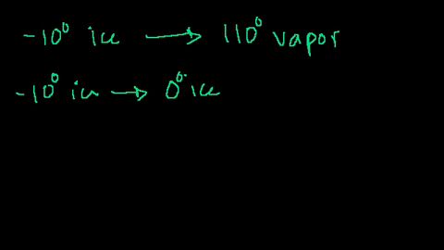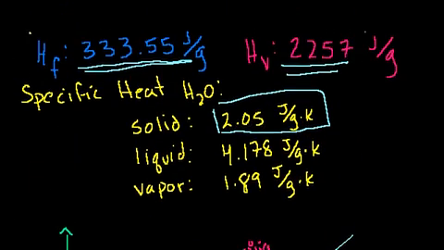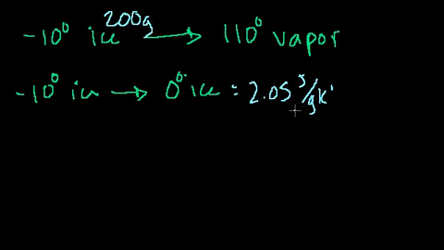So the heat is going to be equal to our change in temperature. Actually, let me write the specific heat first: 2.05 joules per gram Kelvin. And I should tell you, we're going to have different values for the amount of ice we're warming up to vapor. So let's say we're dealing with 200 grams. It'll be the specific heat times the number of grams of ice we're warming up times the change in temperature we're trying to get, so times 10 degrees Kelvin change.